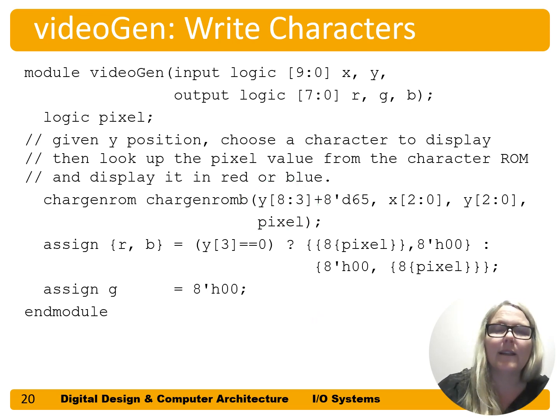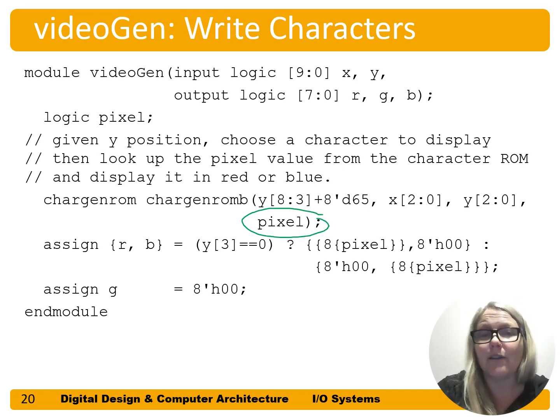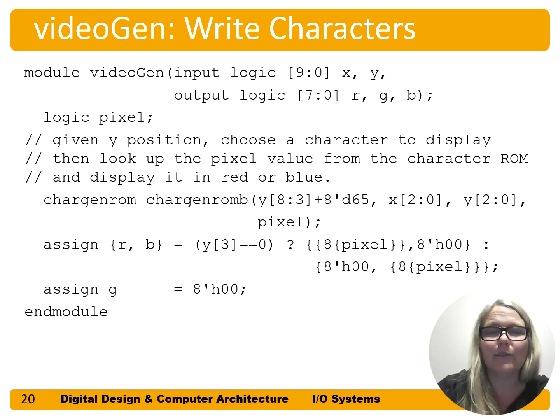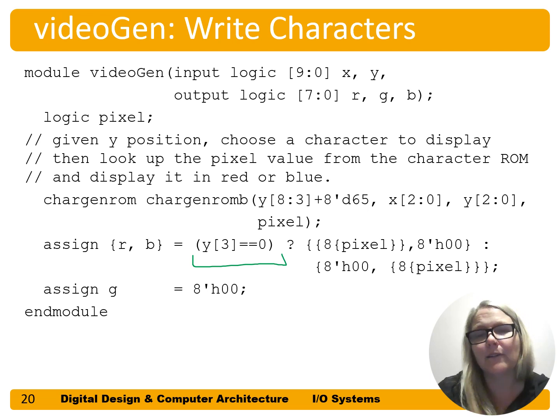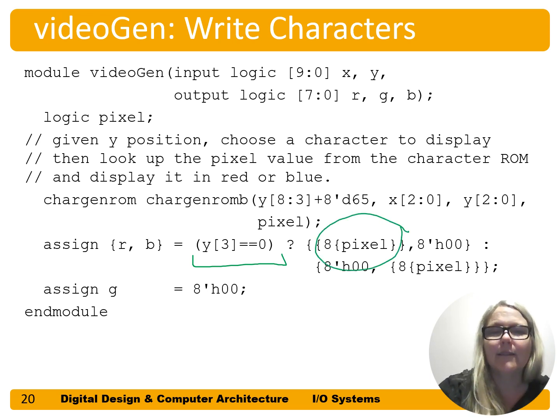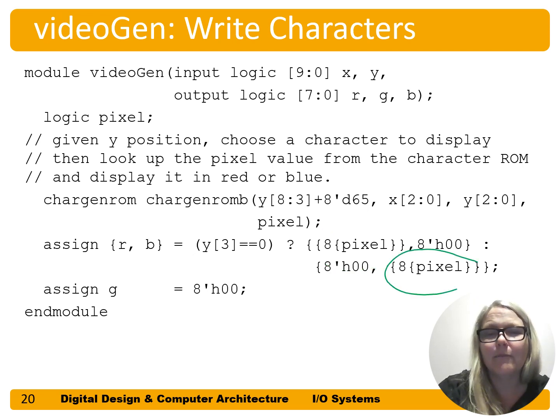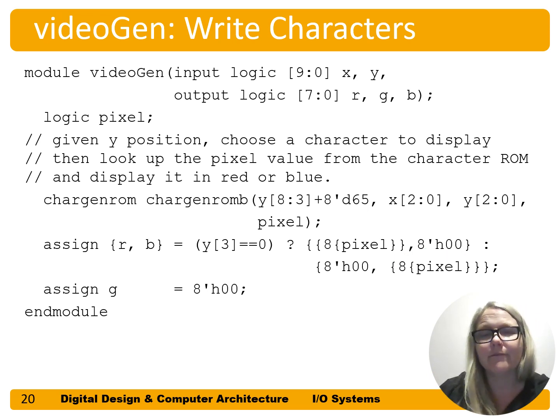Okay, so we're going to read that character generation ROM and get out whether the pixel should be on or off. And then every other character, we're going to make the character red or blue, depending on this Y3 value. So this is going to toggle. If it's 0, make it red. If it's 1, make it blue. So it's going to go red, blue for the different characters. And then green's just going to be off. So we're only going to display red or blue.